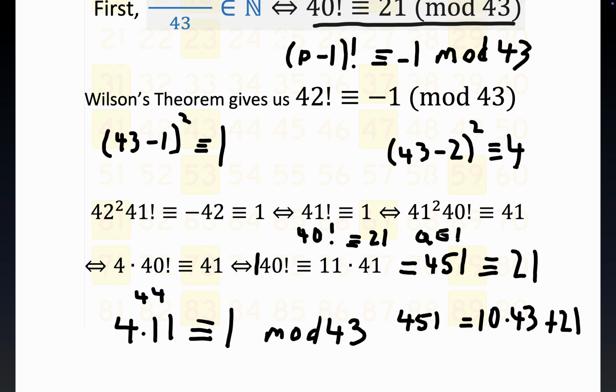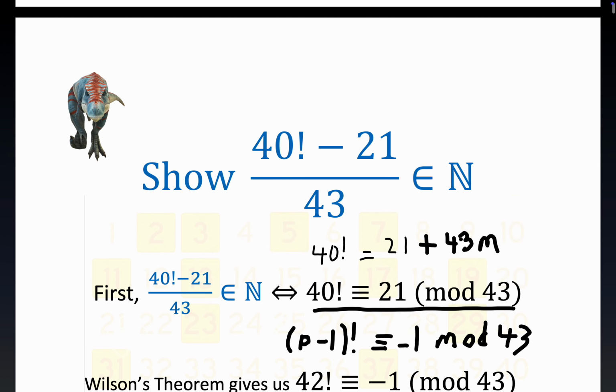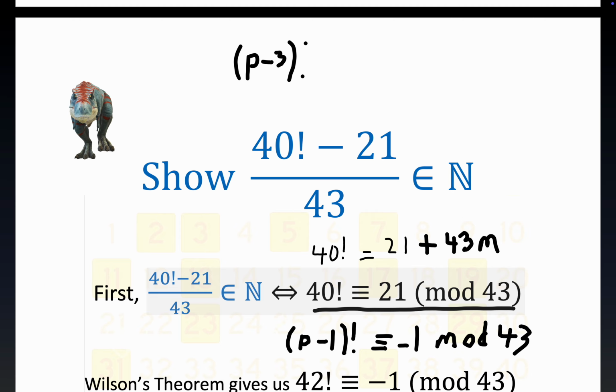And I may do another video on the general structure of this thing. If you really take a look at this, folks, this is kind of cool all by itself. This is the same as saying P minus 3. Sometimes the general proof is easier than a special case proof in an arithmetic sense. But so you have P minus 3 factorial, right? Where P is 43, minus P minus 1 over 2.